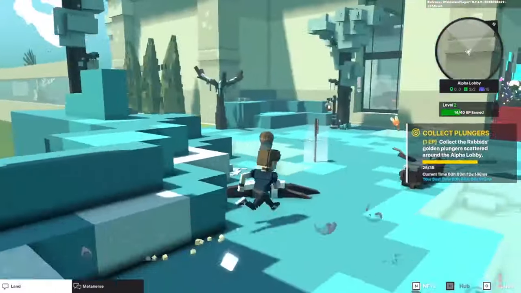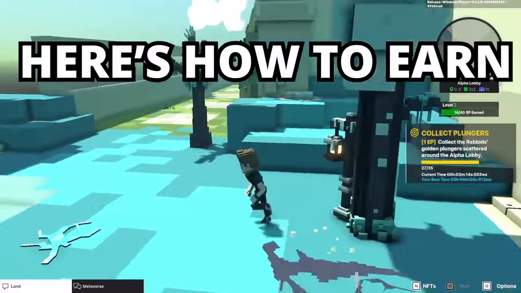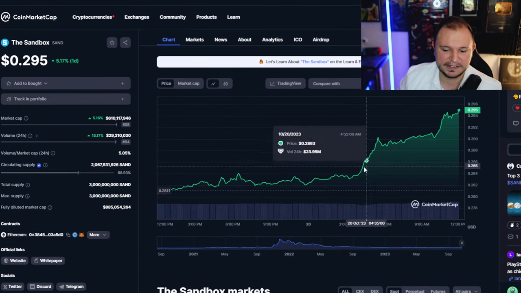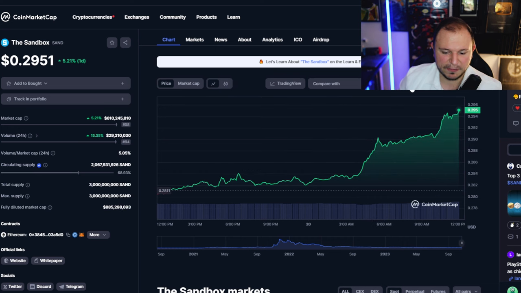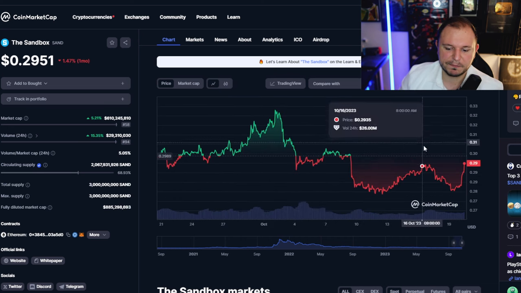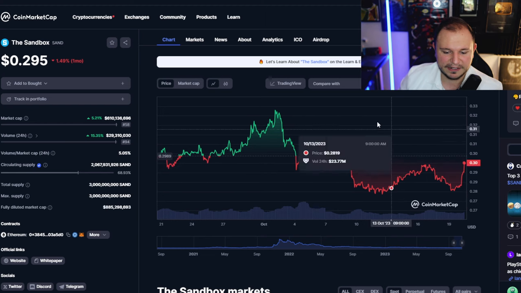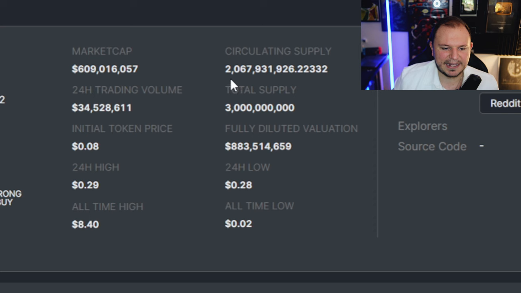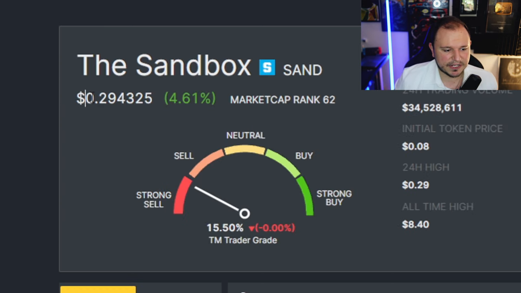Now, apart from that, we also have the price action to look into this time, how it is going right now. Look at it on the daily chart. It is looking mighty fine. Going over to the 1 month chart, it looks like it lost its bearing momentum, as did most of the market. The Sandbox has a total supply of 3 billion and a circulating supply of 2 billion, meaning that currently they have 2 billion coins in circulation and they will have 3 billion in total once all the coins have been minted. Current market cap is sitting at 600 million US dollars, putting the price of the coin at around 0.29.